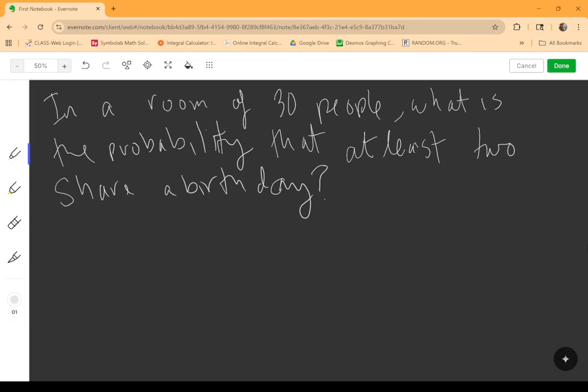If we were to just come up with a guess, I think you'd probably guess that there would be a very low chance of it happening. But what we're going to see is that if we have 30 people, this is actually quite a high probability. This turns out to be roughly about a 70% chance of that occurring. We'll figure out why this is the case towards the end of this module.